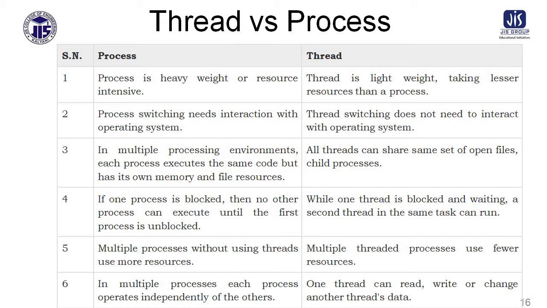Process is a heavyweight process, thread is a lightweight process. Process requires much more RAM, thread requires less RAM. In a multiple processing environment, process is very slow, but if you apply the thread model, it is faster. Similarly, CPU utilization is high in thread, but in case of process, CPU utilization is not too high. In multiple processes, each process operates independently, but in case of thread, read, write and change of data also can be possible. Okay.